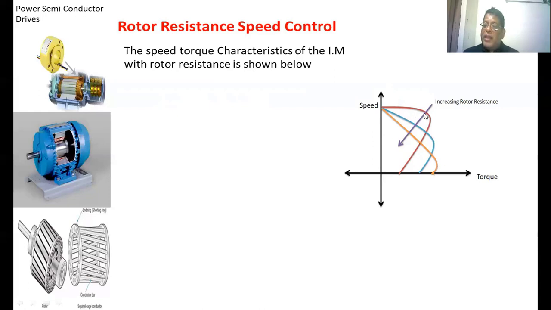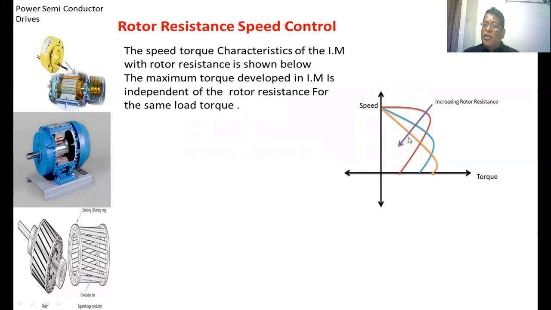But the slip at which the maximum torque occurs changes. In the first case, here the maximum torque occurs. In the second case, this is where the maximum torque occurs. Third case, slip corresponding to the maximum torque. The slip at which the maximum torque occurs in an induction motor will be affected if we add the external resistance into the rotor circuit. This is the increasing order of the rotor resistance.